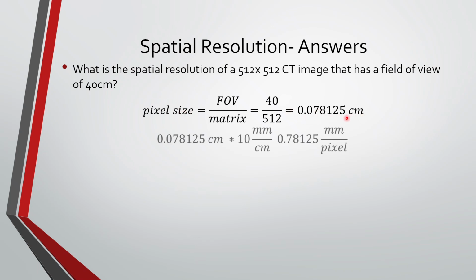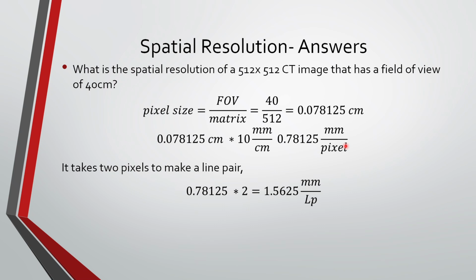Okay, and we have this in centimeters. All right, we'll convert that to millimeters. There's 10 millimeters in every centimeter. So we'll multiply this by 10 and we get this value. So that's millimeters per pixel. It takes 2 pixels to make a line pair. So we'll multiply this by 2. So now we have millimeters per line pair, and then we'll inverse that. So we have line pairs per millimeter, and it comes out to 0.64 line pairs per millimeter, the resolution of this CT system with this field of view.